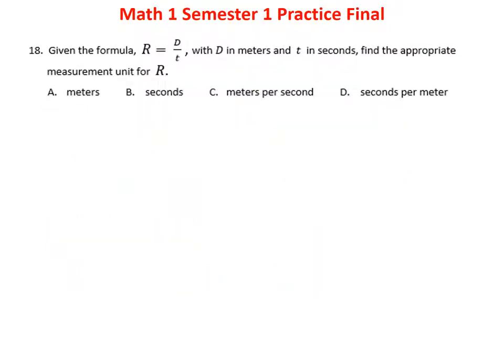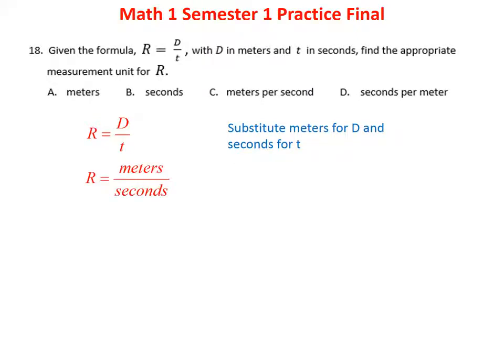Problem 18, they're asking us to look at a formula and determine what the appropriate unit would be for R. If I take this and put in meters for distance and seconds for time, notice that I get meters over second. Remember that meters divided by seconds is meters per second, like miles per hour, where you take the miles and divide by the hour. It's meters per second, and our answer is C.